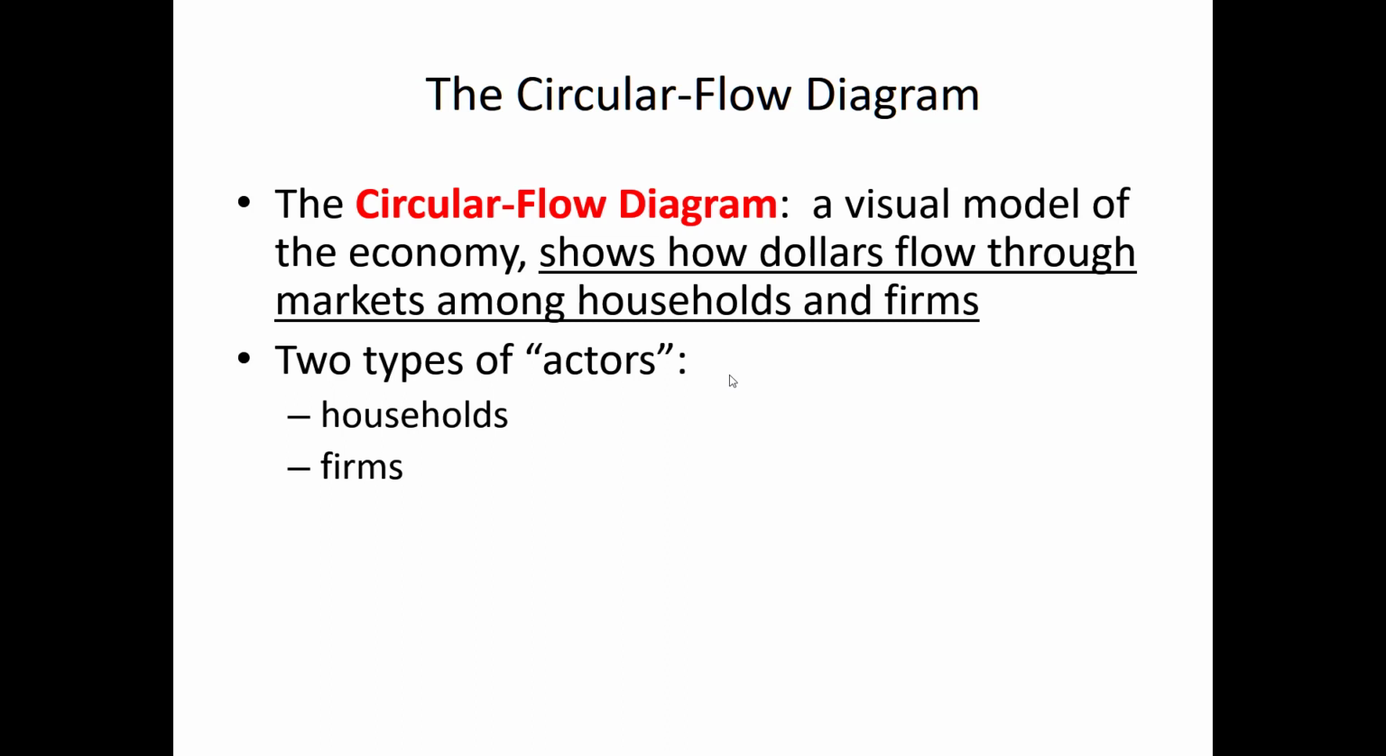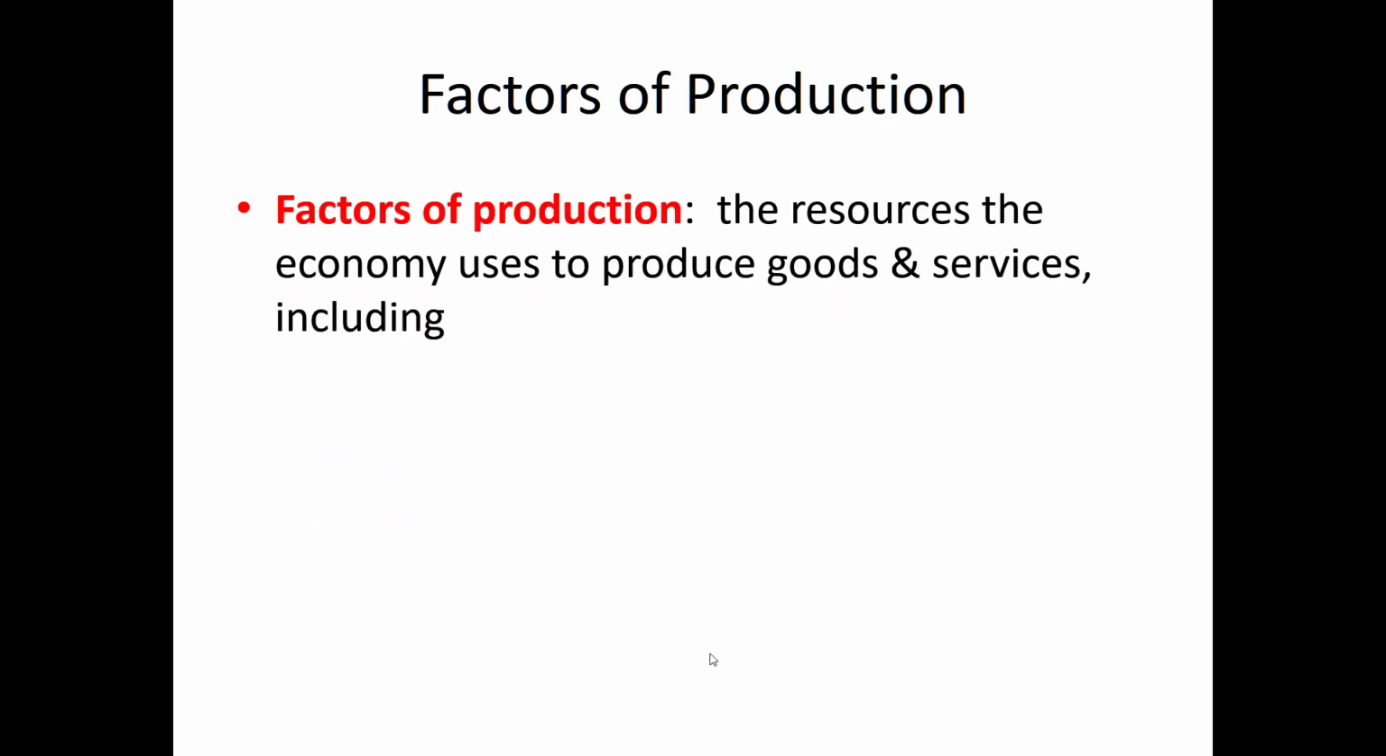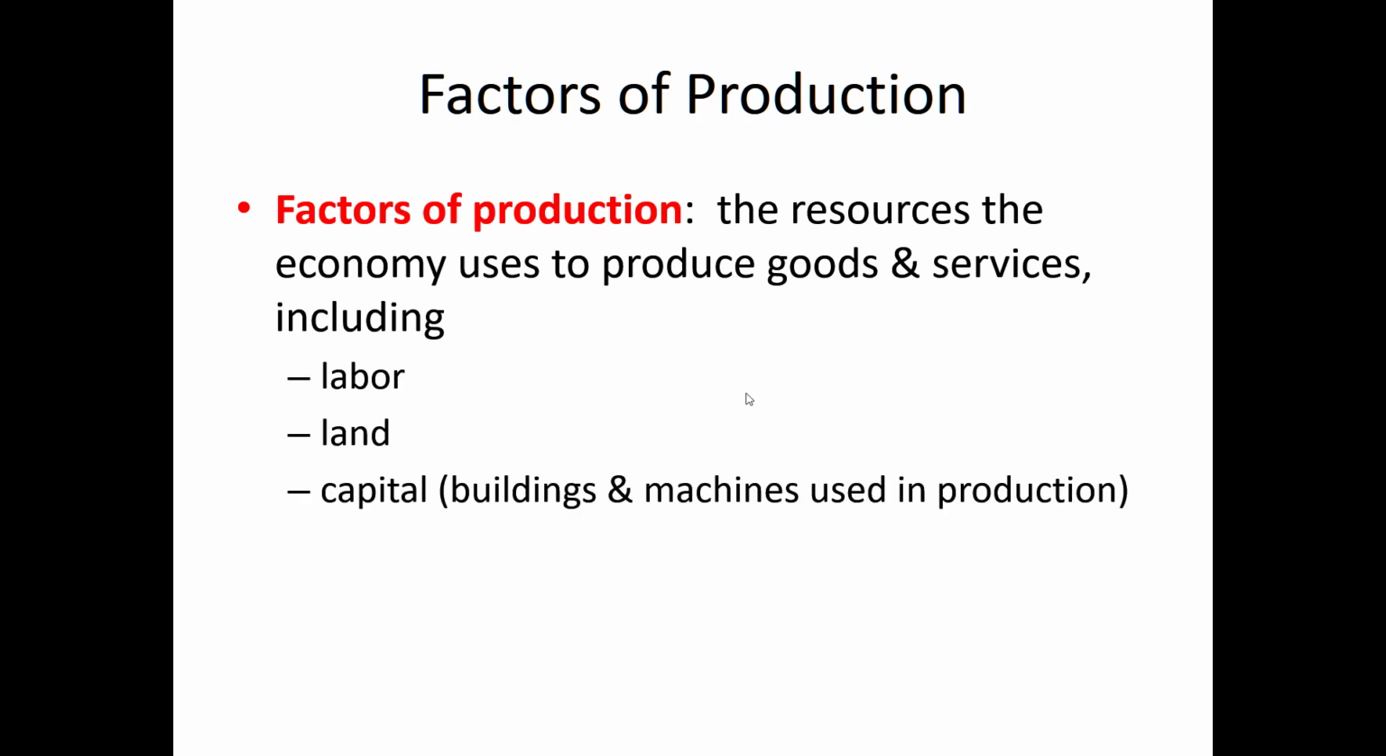We are going to have two types of actors in this model, the households and the firms. And you're going to have two markets, the market for goods and services and the market for factors of production. The market for goods and services is whatever you buy, some good for yourself, or a t-shirt, some shoes, or a haircut. We also have the market for factors of production. What are factors of production? The resources the economy uses to produce goods and services, including labor, land, and capital.